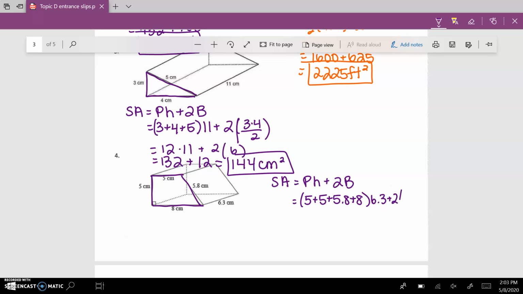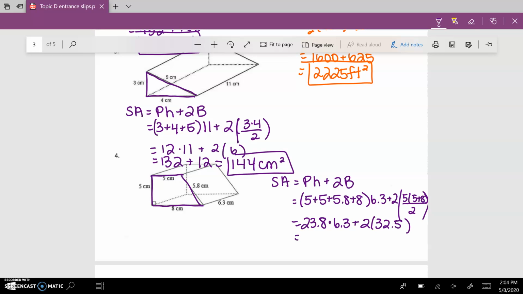plus 2 times, now remember the area of a trapezoid is the height, so 5, times the 2 bases added, so 5 plus 8, and then divided by 2. So you might have to refer back to that formula sheet we used in the last topic. So when I do some simplifying, let's see, I get 23.8 times 6.3 plus I get 2 times, and in the end here we end up with 32.5.